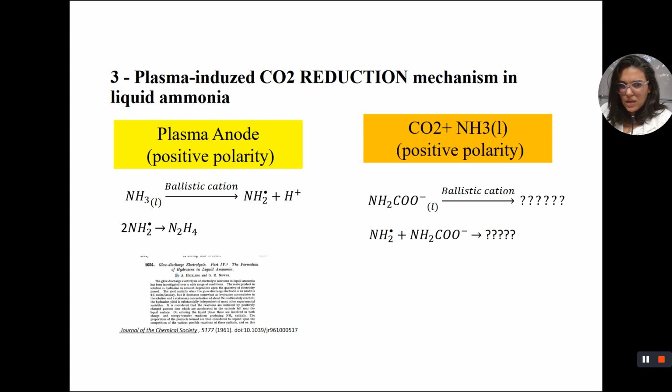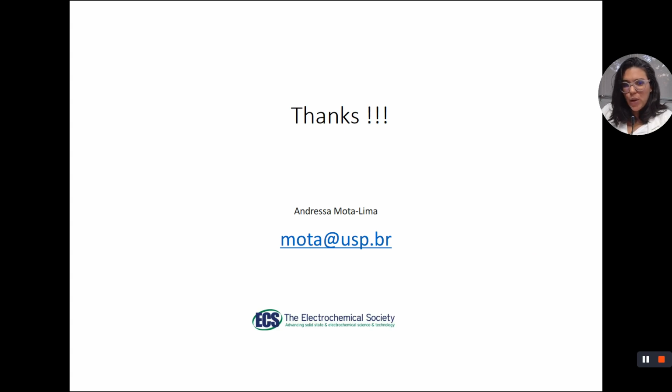How would be the final product in case liquid ammonia is enriched with carbon dioxide? I would suggest that either the ammonia radical reacts with the carbamate, or the carbamate itself is split by ballistic cation, and I will not speculate the final product in this case. So, message to go home: plasma electrochemistry in the plasma community should give liquid ammonia a try. Thank you for your time.